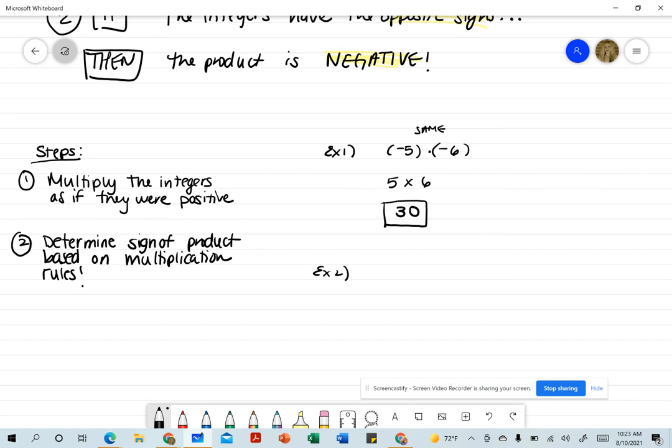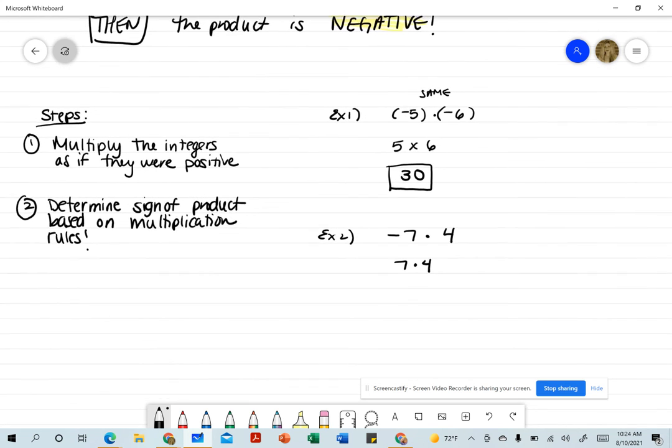Let's go to example 2, negative 7 times 4. And notice throughout the video, sometimes I use a dot, sometimes I use an X for multiplication, sometimes I use parentheses. Remember, those all mean multiplication, right? Okay, so it's negative 7 times 4. I'm going to do it as 7 times 4 because, again, my first step is to multiply as if they're positive. 4 pairs of 7 or 7 pairs of 4 get me 28.